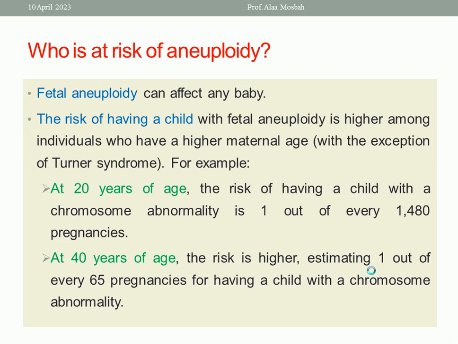For example, at 20 years of age, the risk of having a child with a chromosome abnormality is 1 out of every 1,480 pregnancies. While at 40 years of age, the risk is higher, estimated at 1 out of every 65 pregnancies for having a child with a chromosome abnormality. Imagine the difference between the age of 20 and the age of 40 years. Okay, so the risk is higher, of course, at the age of 40 years or more.